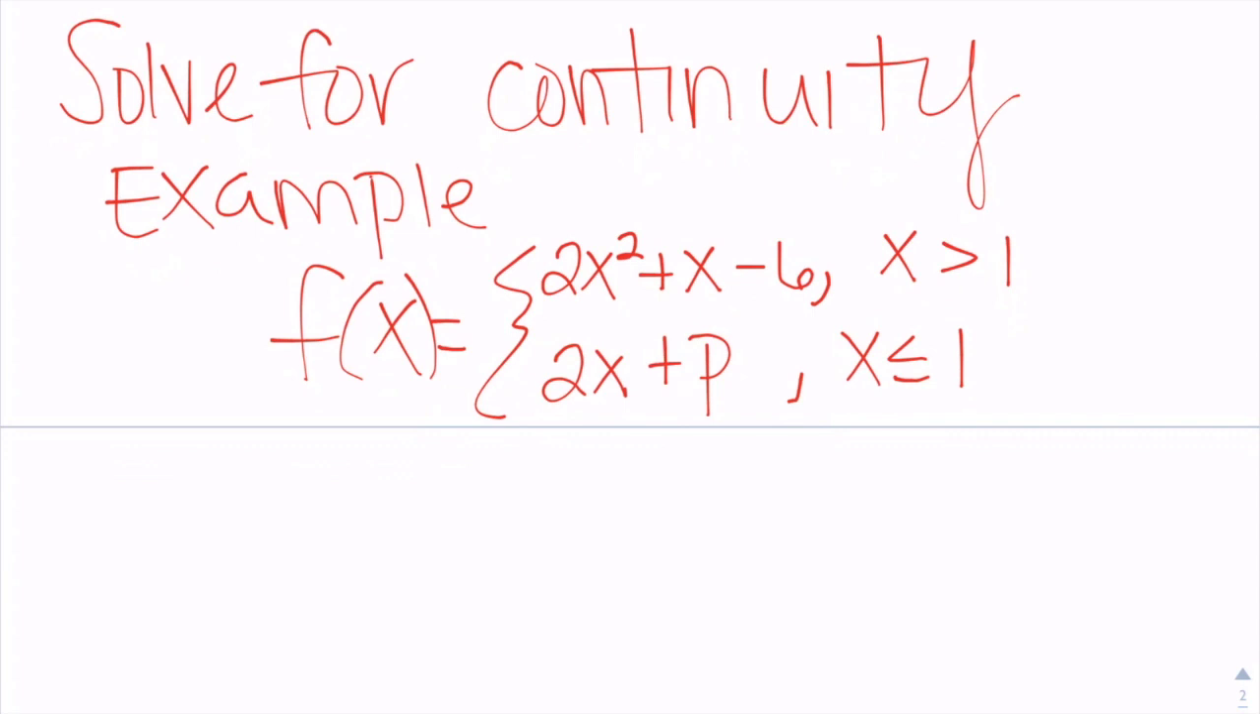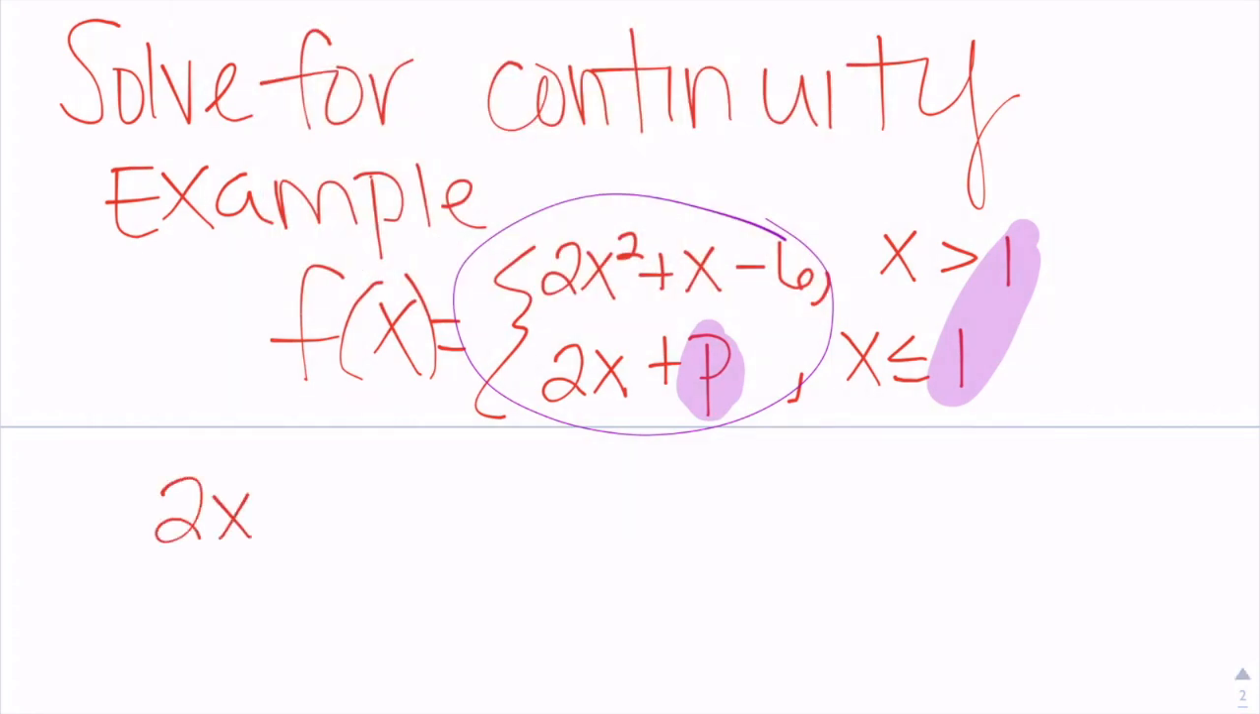we need to use this common x value that we have in our domains and try to figure out at that x value what we can make p equal in order to make these two rules have the same y value. We want them to have the same y value, so we're going to set them equal to each other. So we're going to say 2x squared plus x minus 6 equals 2x plus p.